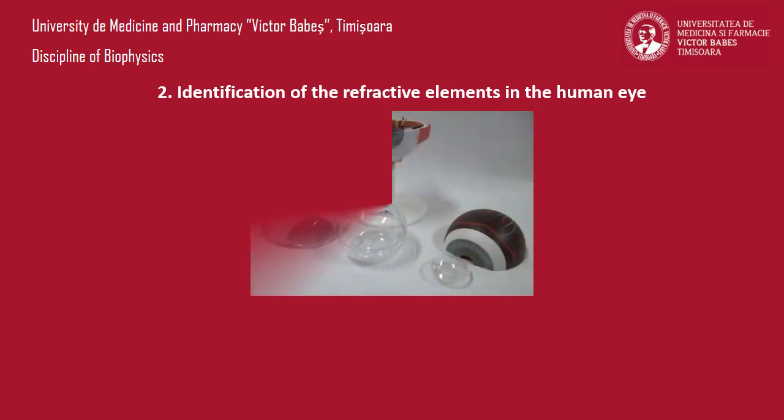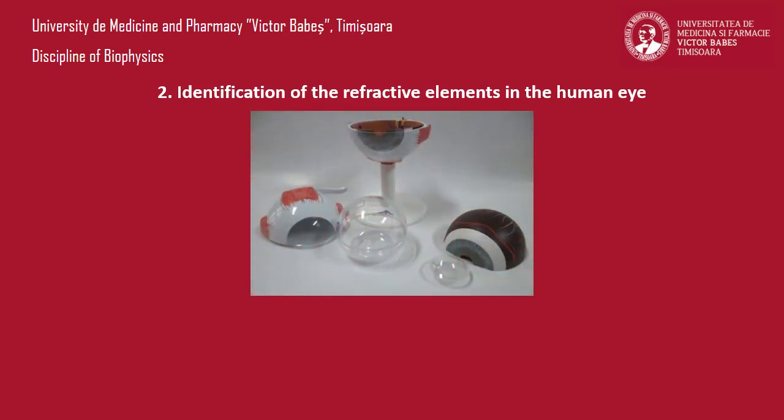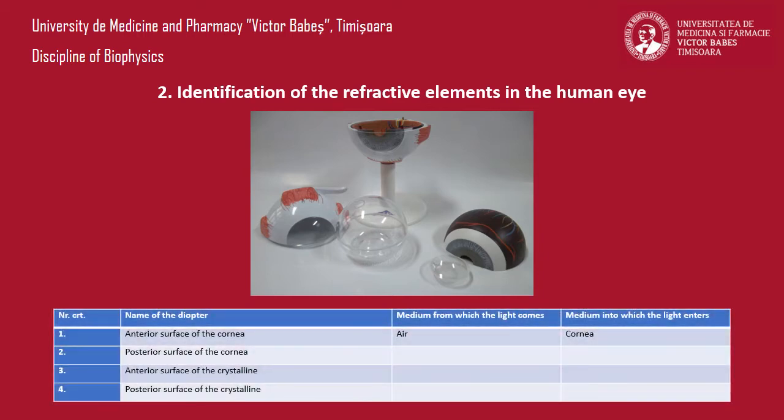For the second part of the laboratory work, disassemble the anatomical model of the human eye in its composing parts. Identify and name the four diopters and the four transparent media in the eyeball. Write in the table their names in the order in which the light passes across them.